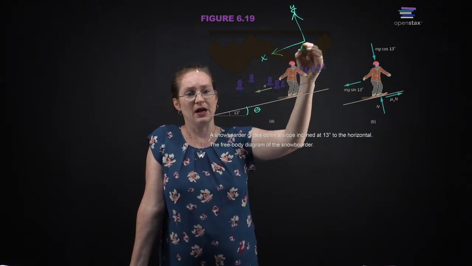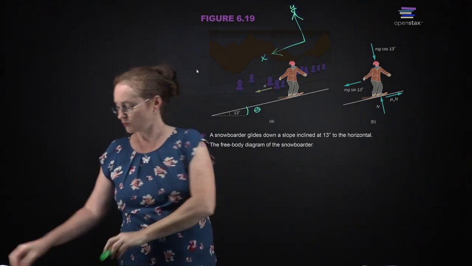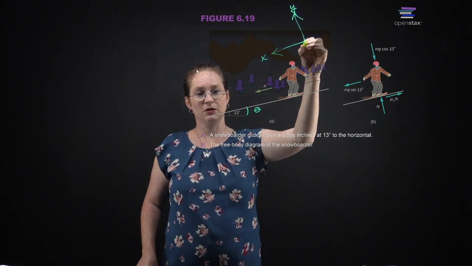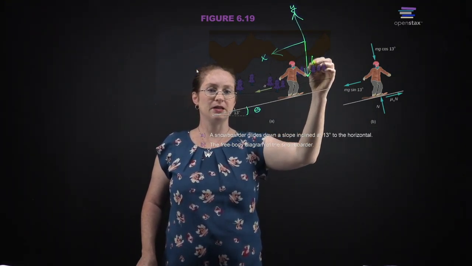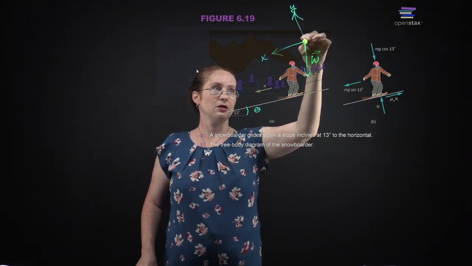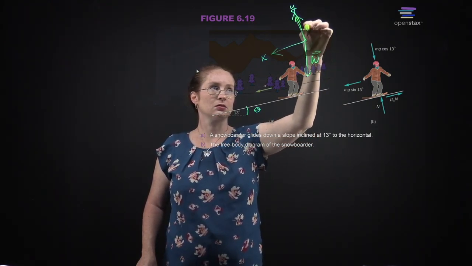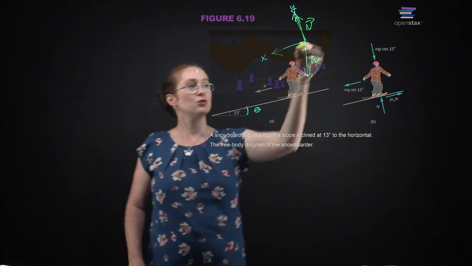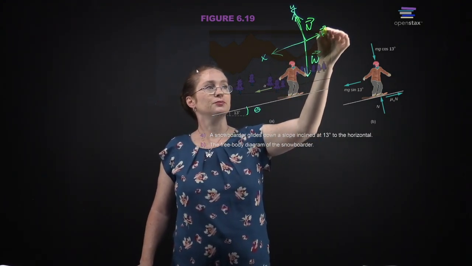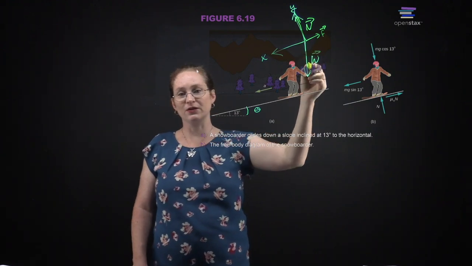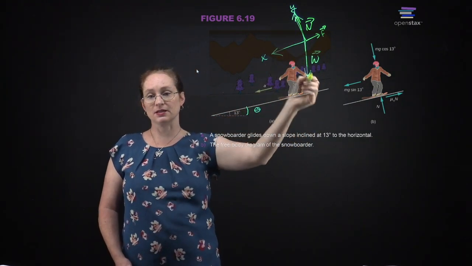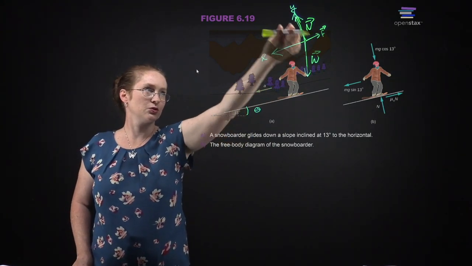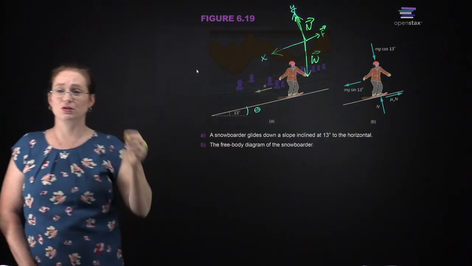All right, now if we draw our free body diagram, we have weight, we have the normal force, and then we have friction. The snowboarder is sliding down the slope, so friction is going to act up the slope. And I've sort of drawn these to scale. The normal force has to cancel out the weight, so we know there's going to be no net force in the y direction.